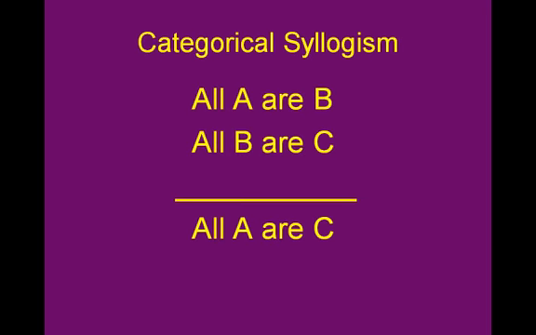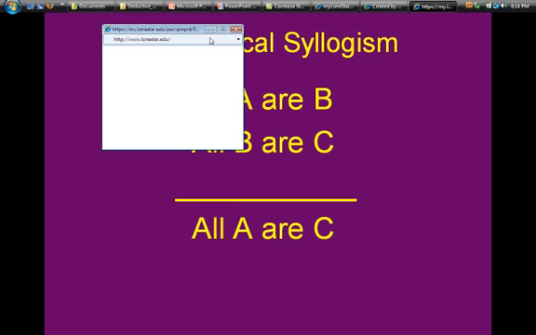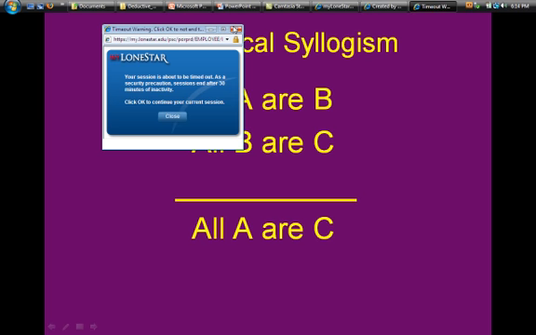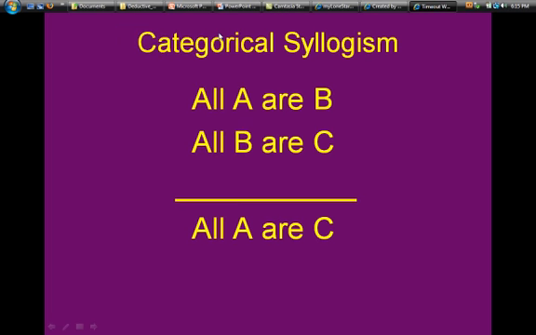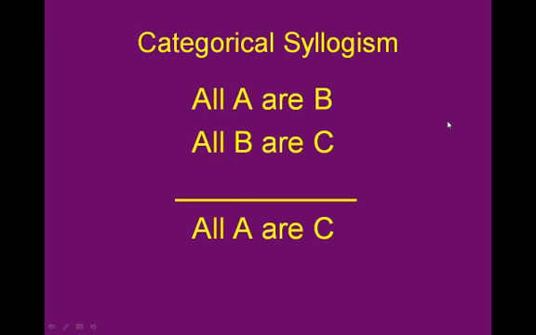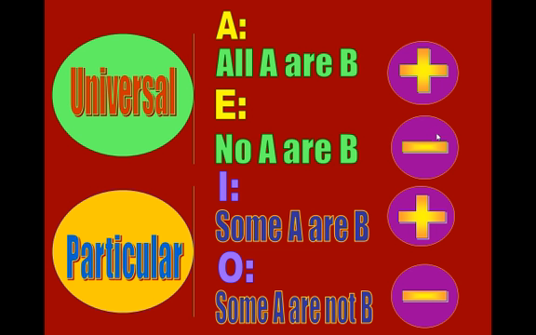A categorical syllogism likewise has 3 statements, 2 premises and a conclusion, and 3 terms, A, B, and C. The middle term is B and is repeated twice. There are 4 types of categorical statements. 2 of them are universal. They are called the A statement and the E statement. One is positive, all A are B, and the other is negative, no A are B.